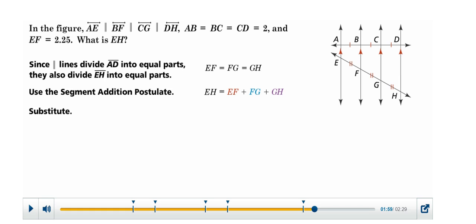Using the segment addition postulate, EH, we're going to add them all together and substitute in 2.25, and we get 6.75, and that is it.